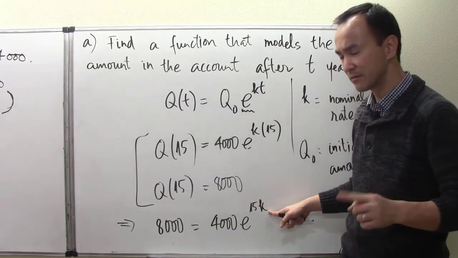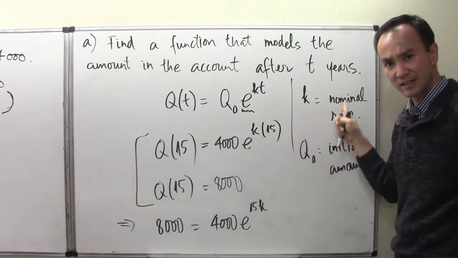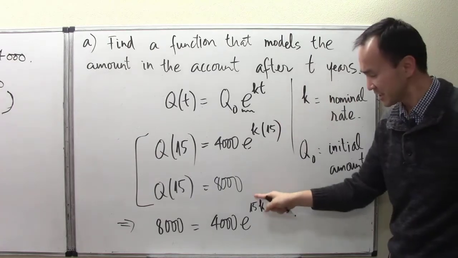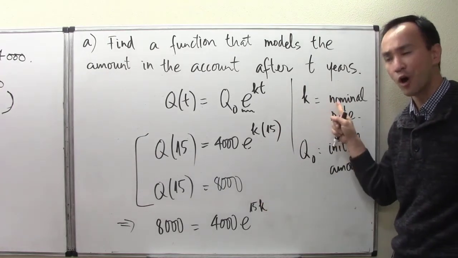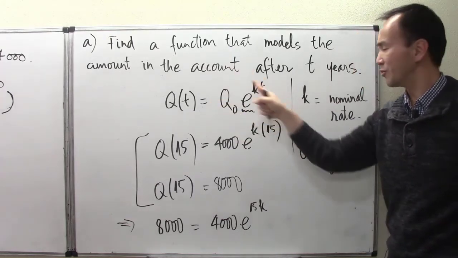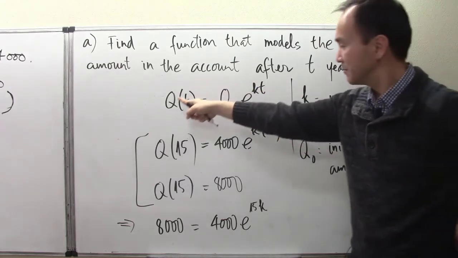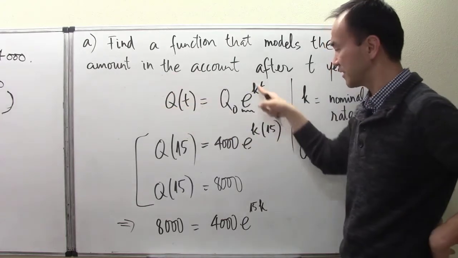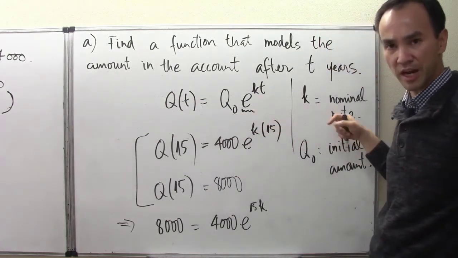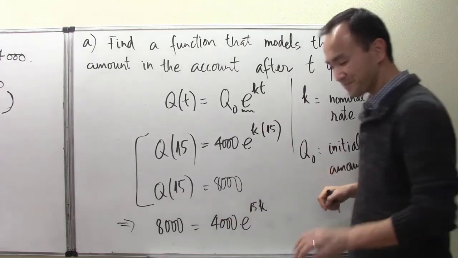And so here's the thing. We're about to make some good game-changing moments right here. k is the nominal rate. So once we solve for k, that's the importance of this step right here. Once we solve for k, we will not only know the equation, but we will also know the nominal rate. Because the way this formula is brought up, this k value is the nominal rate. All right, so we are now ready to find the nominal rate right here.